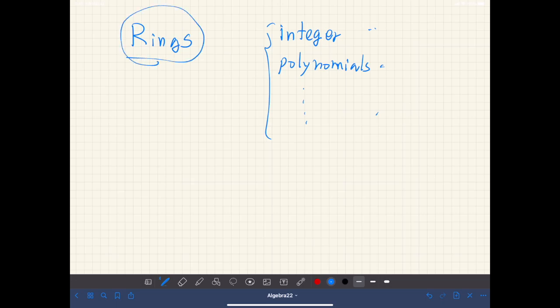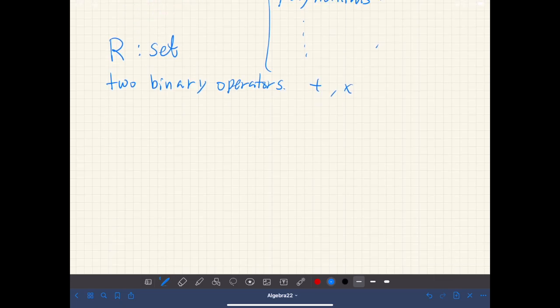And rings are basically a set, and two binary operators, which are addition and multiplication. And of course, these operations must satisfy a certain set of axioms.